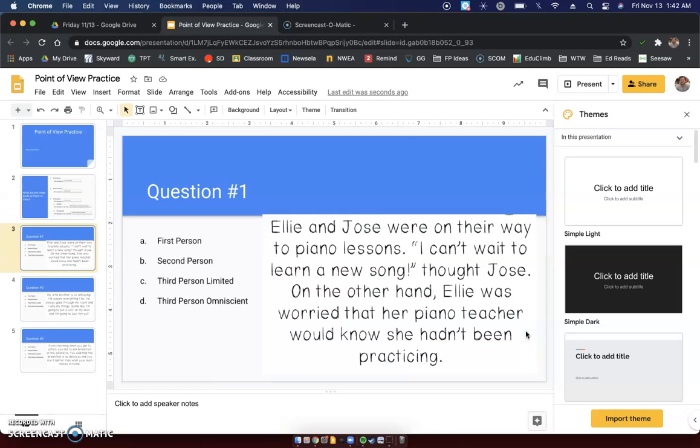I'm going to do the first two with you, and the third one I want you to do on your own. All we're doing here is reading the short story, and then we're going to circle which one of the options is the point of view. So here we go. Ellie and Jose were on their way to piano lessons. I can't wait to learn a new song, thought Jose. On the other hand, Ellie was worried that her piano teacher wouldn't know she hadn't been practicing.